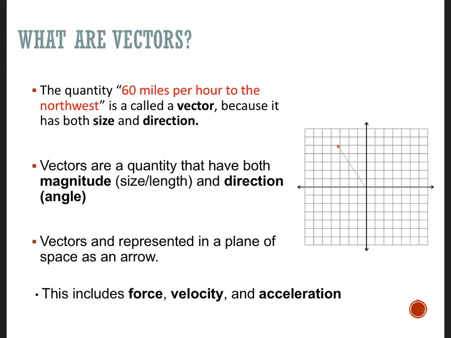Vectors are represented in the plane of space as an arrow. So we have an arrow, and that's representing some kind of length, which is the magnitude, and then the direction showing the arrow kind of in the direction that the angle or that the arrow is pointing. These types of things are force, velocity, and acceleration, and these are things that can be described as vectors rather than just scalars.